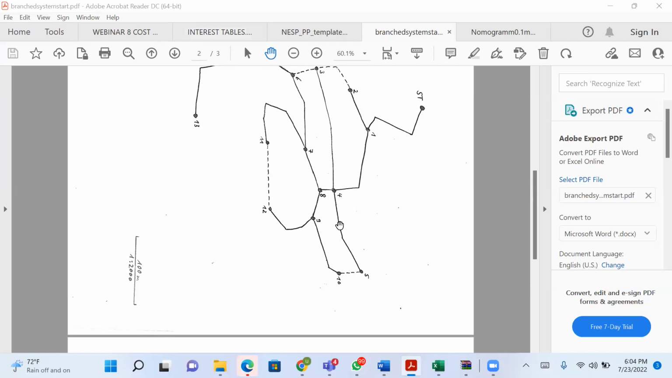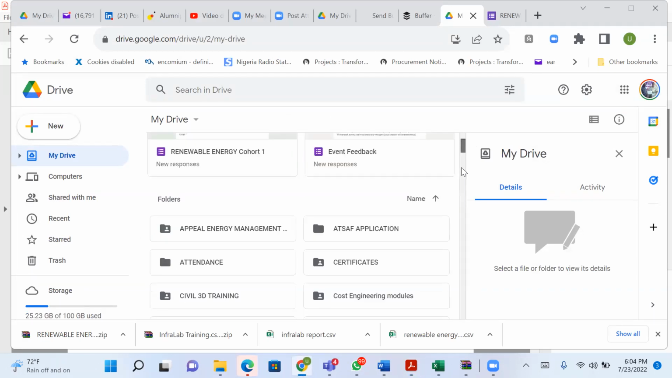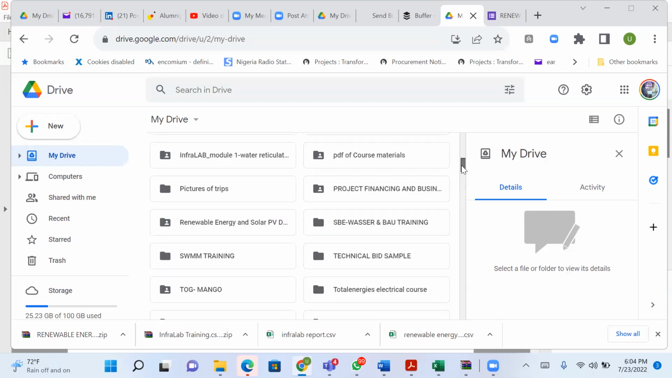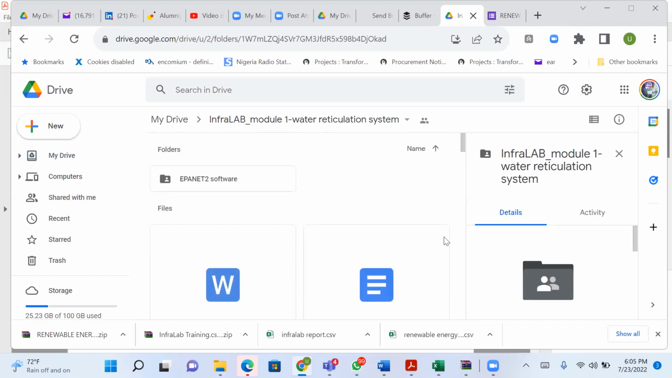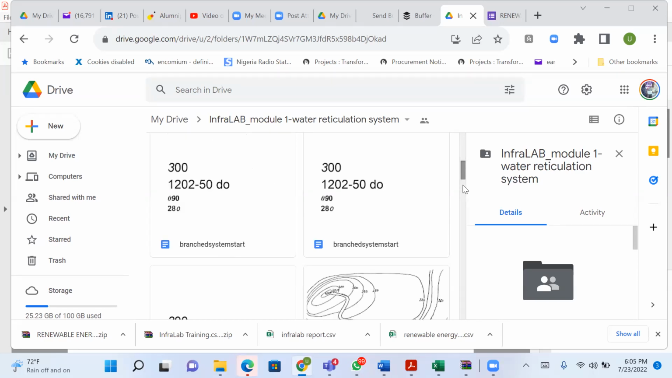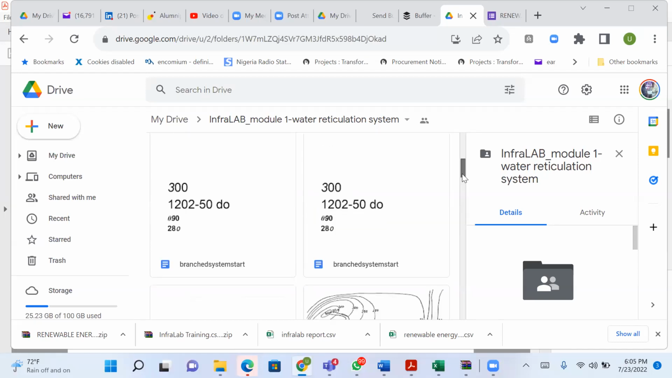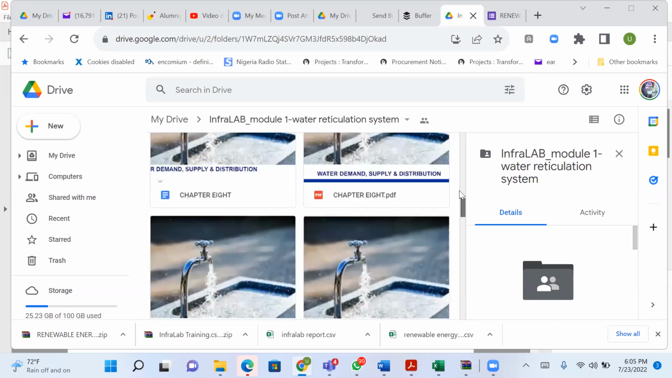So any question on that? So let me quickly go to the cloud. Have I shared a cloud directory? Yes, I've shared. Can somebody check if the thing is there? If the finished one is in, it should be in PDF or Word. This is what InfraLAB water. Yeah, we have it. ABC essay design. Yeah, we have it. We have it in multiple. So branch system design. Can we download it?